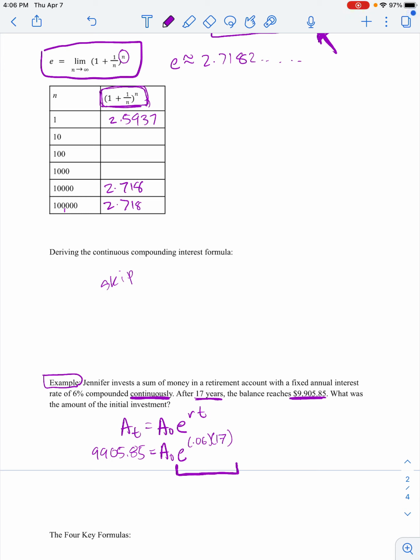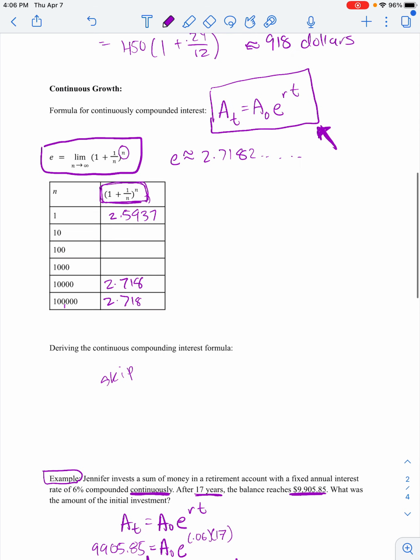So you'll figure out this part, plug that into your calculator. There's a button, e to the x, that you can use. Ask Ms. Vasquez if you don't know where to find it on a graphing calculator. And you'll eventually find that A0 should be 3572. So again, A0 is always your initial amount. R is always your rate. T is always the time that passes.